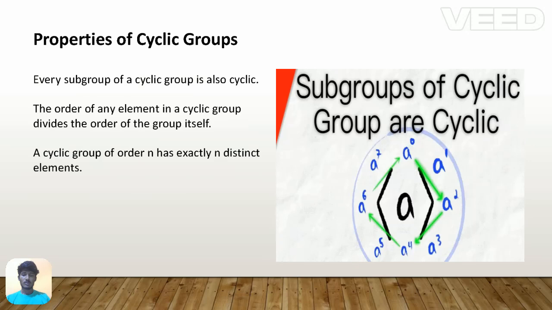Properties of cyclic groups. Every subgroup of a cyclic group is also cyclic. The order of an element in a cyclic group divides the order of the group itself. A cyclic group of order n has exactly n distinct elements.